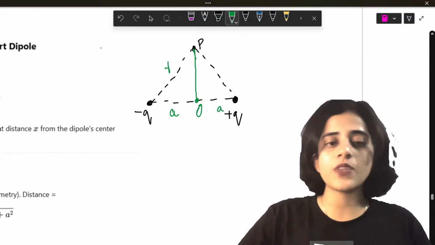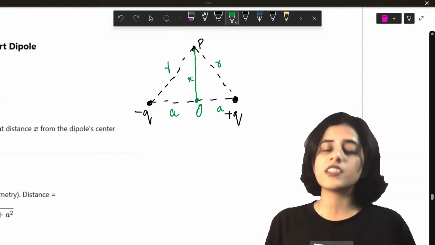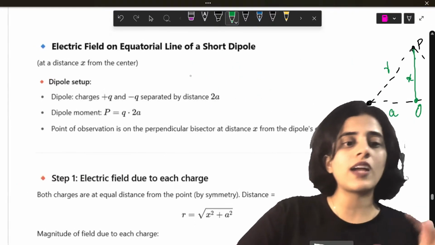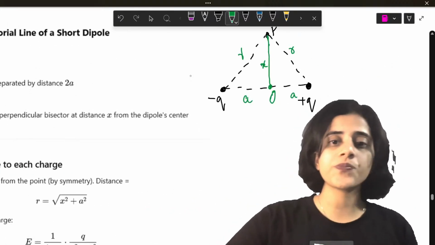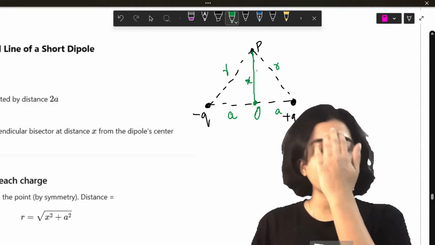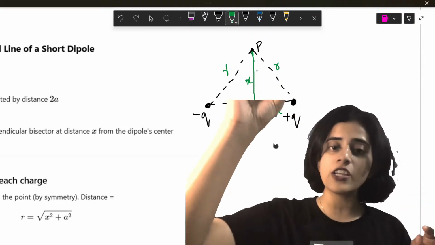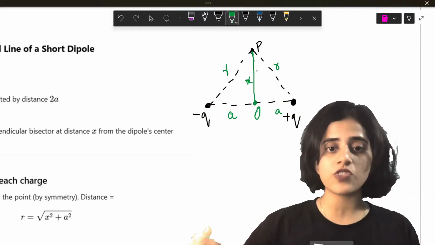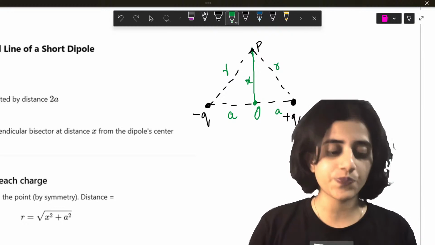This is X. I want to use the same alphabets, because in different books you will see different alphabets. So I'll use the same alphabets that I've done in my typed version. R, X, R. So for the dipole, the point P is at a distance R with respect to each of the charges. It is at a distance X with respect to the midpoint.